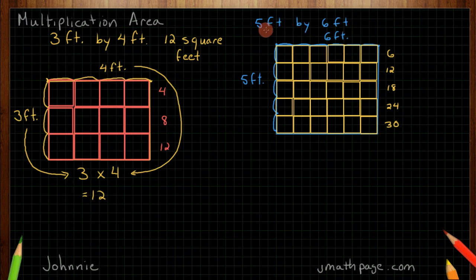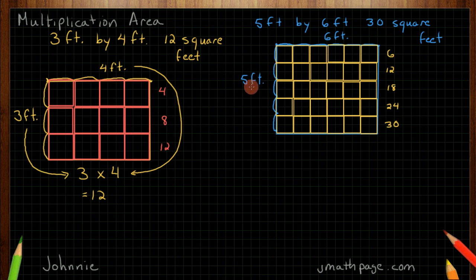So we should write that 5 feet by 6 feet has an area of 30 square feet. Again, we understand this in terms of area. How does that help us in terms of multiplication? Well, let's use what we did before.